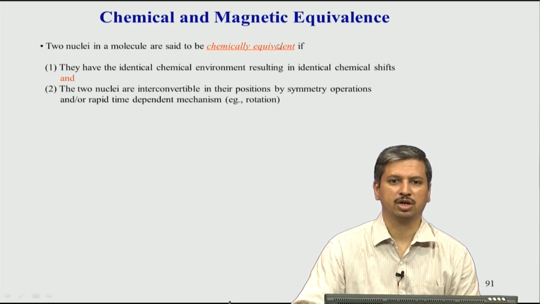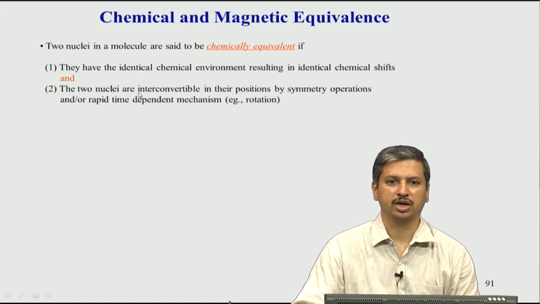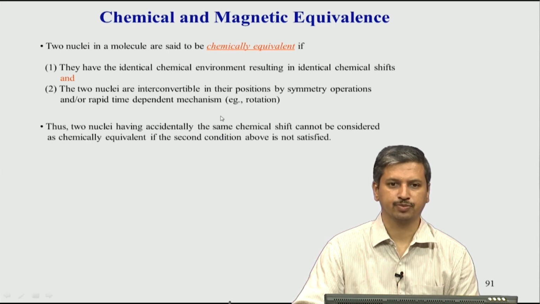But that is not chemical equivalence. Chemical equivalence means this is one of the conditions it has to satisfy, that the two hydrogens are the same. At the same time, the two hydrogens are interconvertible. This is a very important point which has to be borne in mind, that the two nuclei, that is, the two hydrogens which we are looking at, are interconvertible in their positions by some kind of a symmetry operation. We will look at this in more detail, but let us look at an example here.